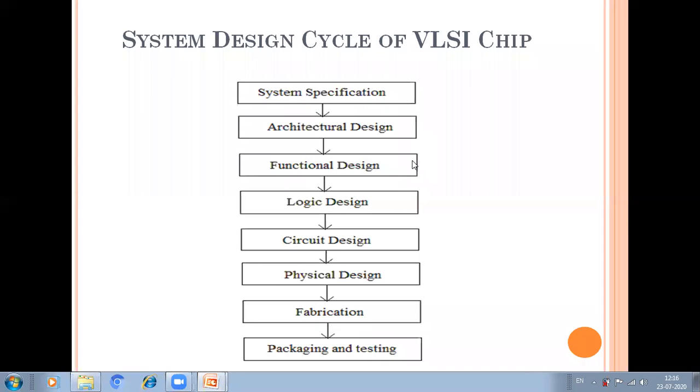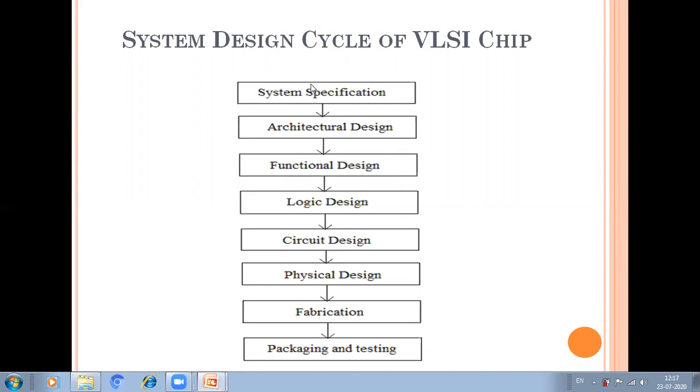Next is the functional design. In the functional design, the main functional units of the system are identified. It also identifies the interconnect requirements between the units. The area, power, and other parameters of each unit are estimated, and functional aspects of the system are considered. So in the functional design, if you have to design the circuits for the adder, subtractor, we have to design them in the functional design.